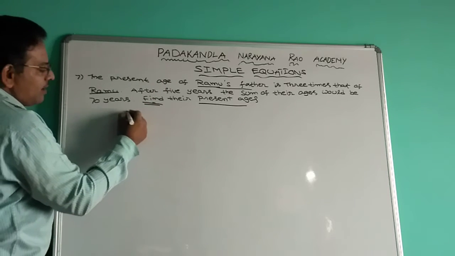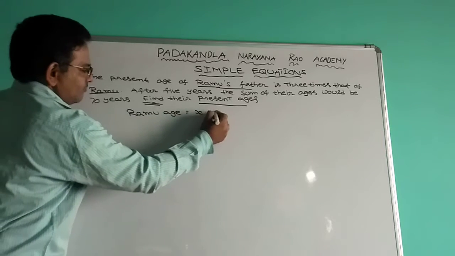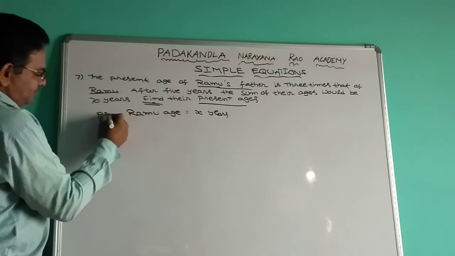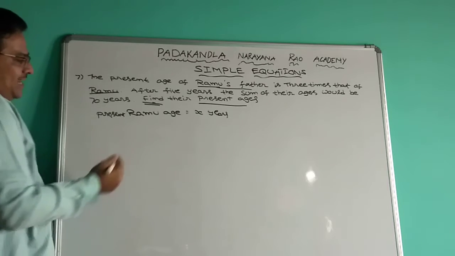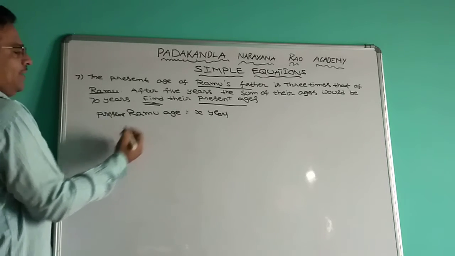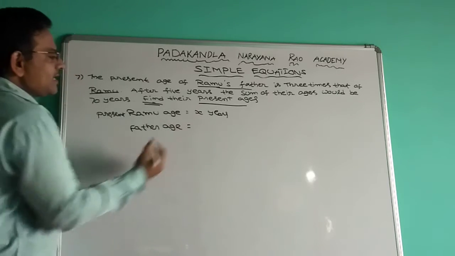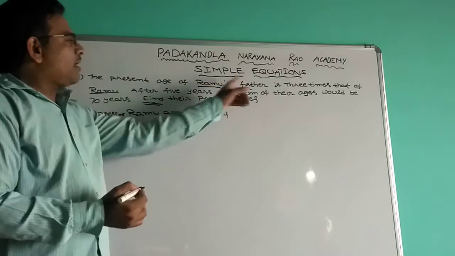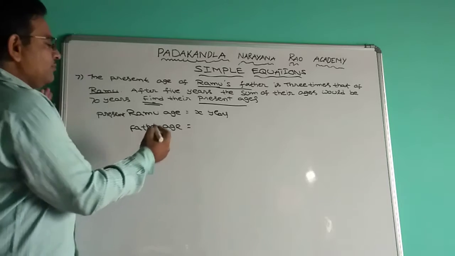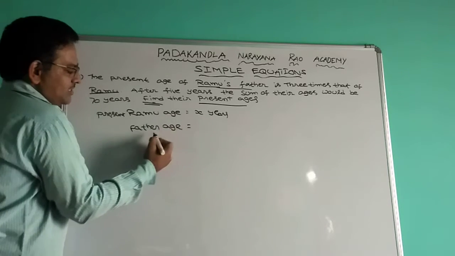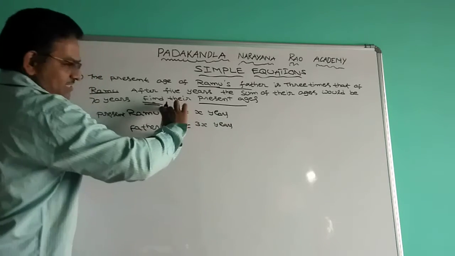So here Ramu's present age equals x years. Ramu's age is x years, and automatically the father's age follows. What is the relationship between Ramu and Ramu's father? Ramu's father is 3 times that of Ramu. That means Ramu's age is x years, so the father's age will be 3x years. It is case 1.